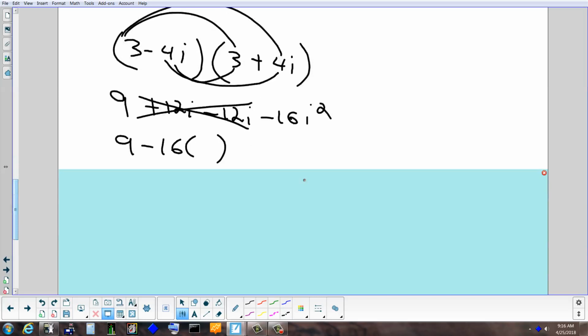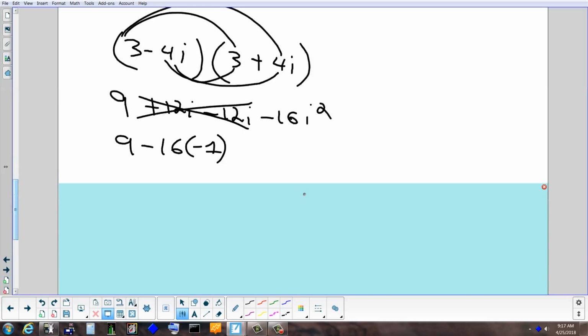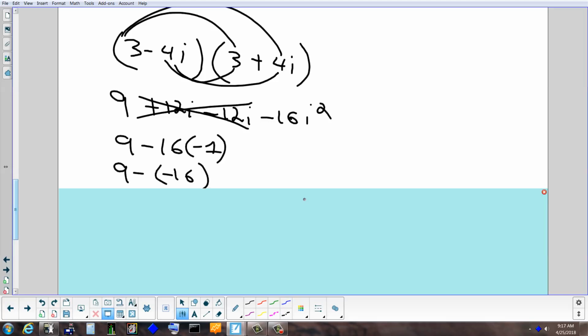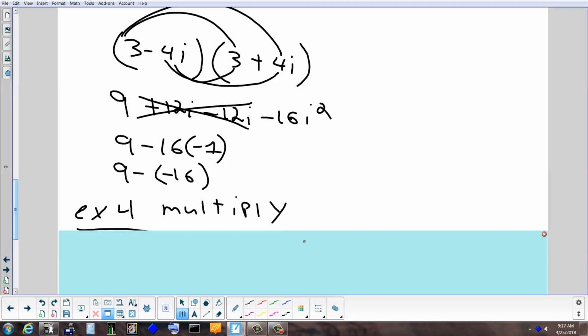Think about it. What did we say i squared equals? That's negative 1. So what we really have is 9 minus 16 times negative 1. Well, 16 times negative 1 is negative 16. And what's going to be my final answer there? Yep, 25.